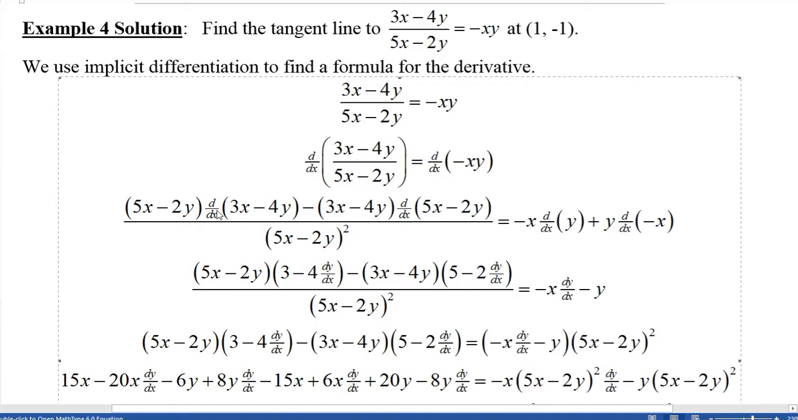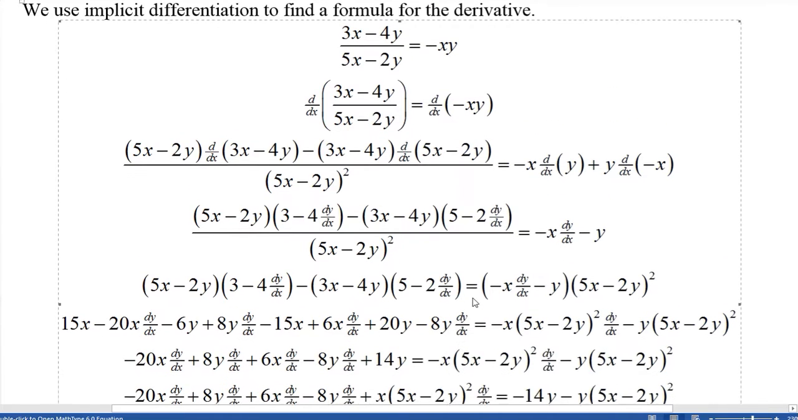Over here, let's see what we can do. The derivative of 3x is 3. The derivative of negative 4y is negative 4, but times dy over dx, because the y and the x don't match, it's like you did a substitution. You have to use the chain rule there. The derivative of 5x is 5. The derivative of negative 2y is negative 2 times dy over dx.